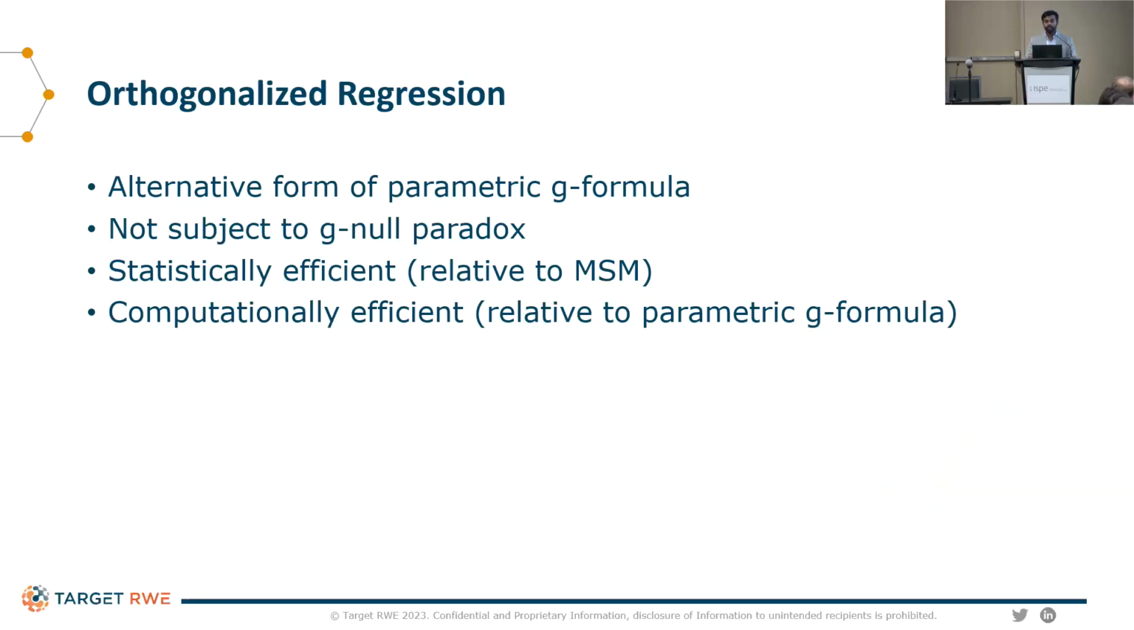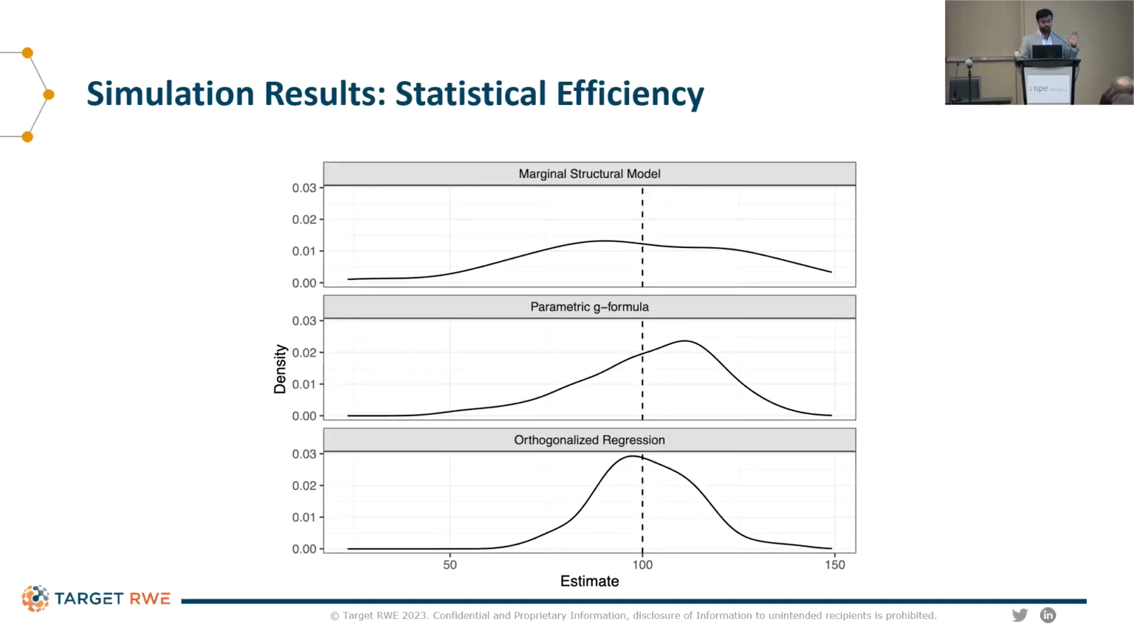And so orthogonalized regression is actually an alternative form of the parametric G formula that's not subject to the G-null paradox. It's statistically efficient relative to marginal structural models because it does not use IPTW estimation. And it's computationally efficient relative to the parametric G formula because you don't have to do this Monte Carlo simulation step. So here are some simulations illustrating the statistical efficiency. Same setup as before, the true value is 100. And that's the dashed line.